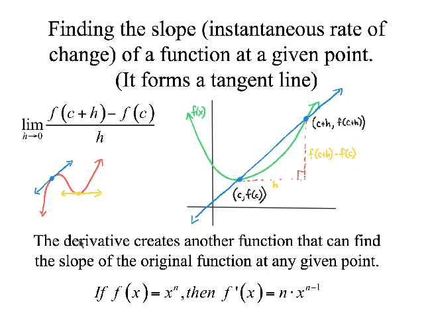The derivative creates another function that can find the slope of the original function at any given point. So if I want the slope at this point, that's what it looks like. The derivative will tell me the slope at that point. It'll tell me the slope at this point. If I put a dot right there, it would look like a slope like that, and it would tell me the slope at that point. The derivative tells me the slope at any given point on the graph, and the derivative comes from this slope formula using a limit, and that is the derivative.